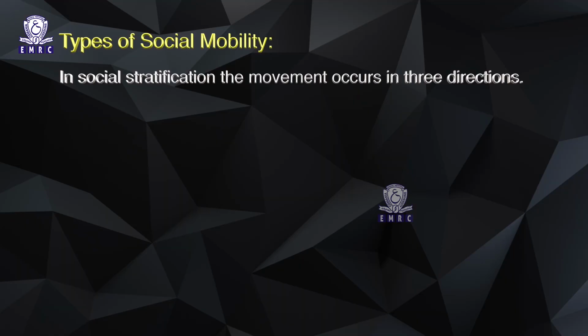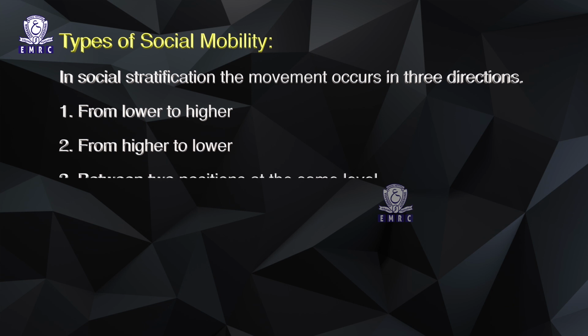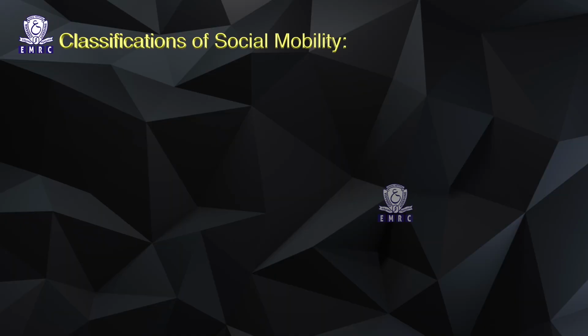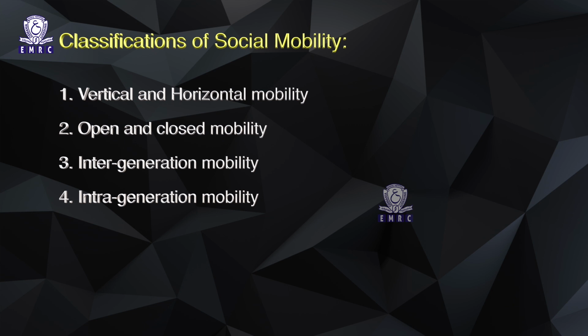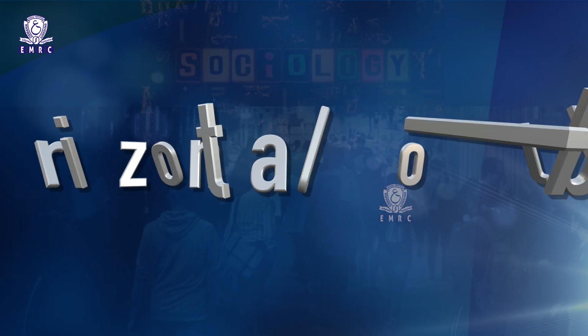In social stratification, the movement occurs in three directions, that is from lower to higher, from higher to lower, and between two positions at the same level. It is also inferred that social mobility is not of one type, but also has multiple dimensions. Mobility has been classified as vertical and horizontal mobility, open and closed mobility, intergeneration mobility, and intrageneration mobility.